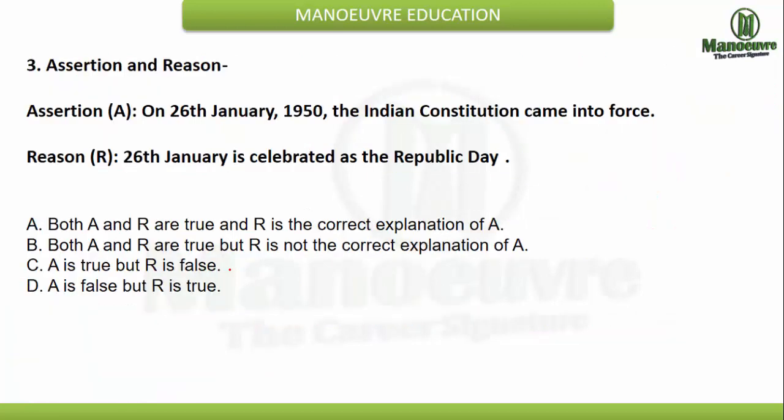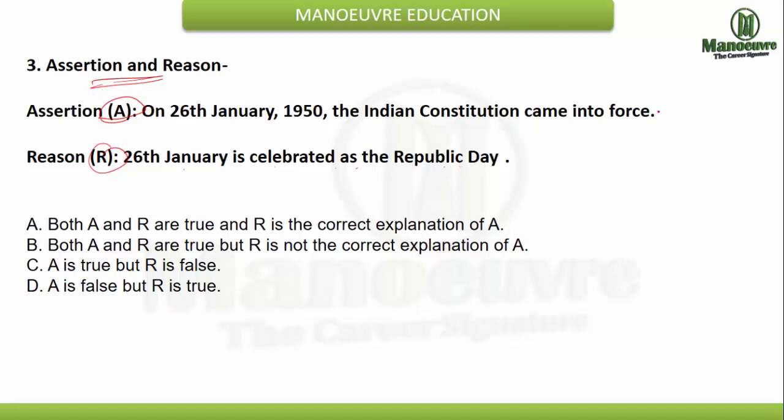Now let's go to the next type of question. This is nothing but assertion reason questions. What are assertion and reason questions? Assertion and reason means two individual statements are given to you, and you have to see whether they are both connected, whether they are both true, and if they are true, whether the assertion is the perfect reason. So guys, let's get started. Assertion is: on 26 January 1950, the Indian Constitution came into force. The reason is: 26th January is celebrated as Republic Day.